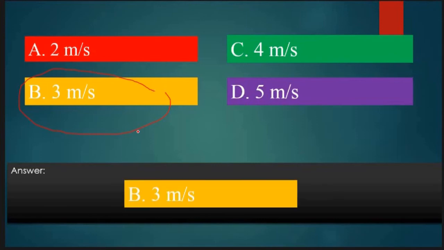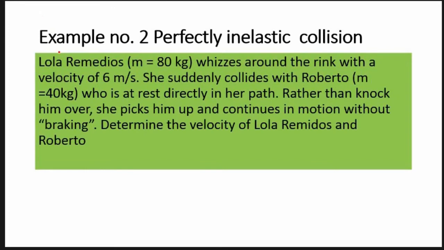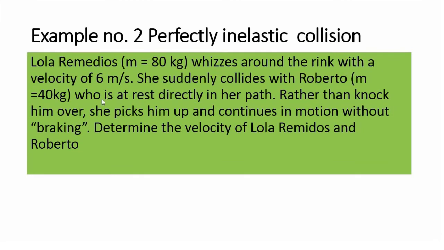Let's proceed to the second problem. This is example number 2, a perfectly inelastic collision. Lola Remedios, with a mass of 80 kilogram, whizzes around the rink with a velocity of 6 meters per second. She suddenly collides with Roberto, with a mass of 40 kilogram, who is at rest directly in her path. Rather than knock him over, she picks him up and continues in motion without braking. Determine the velocity of Lola Remedios and Roberto.